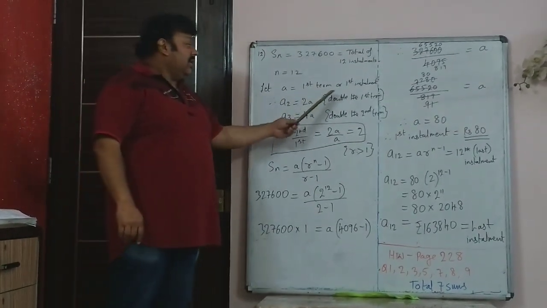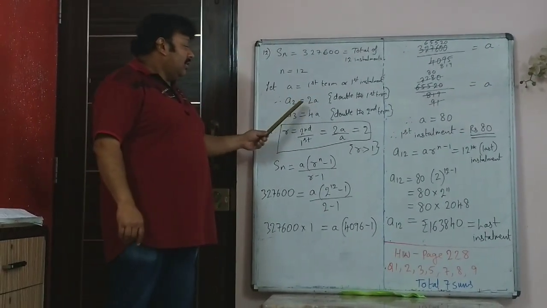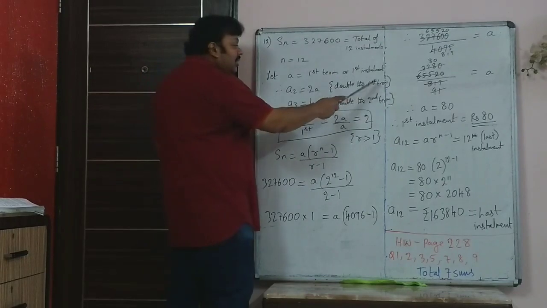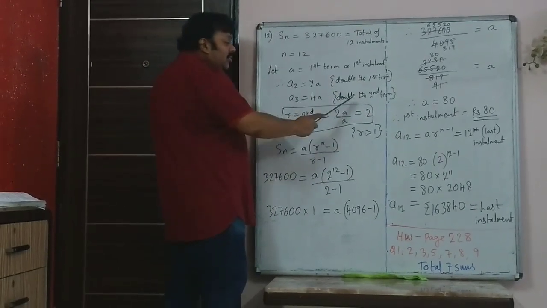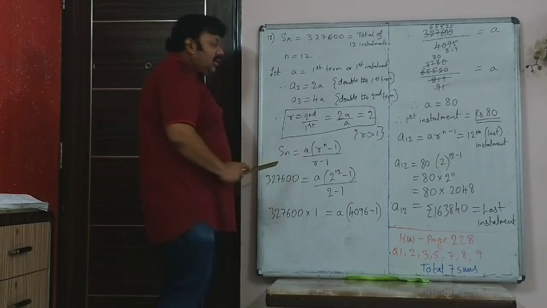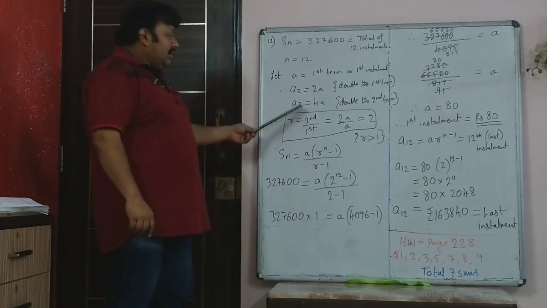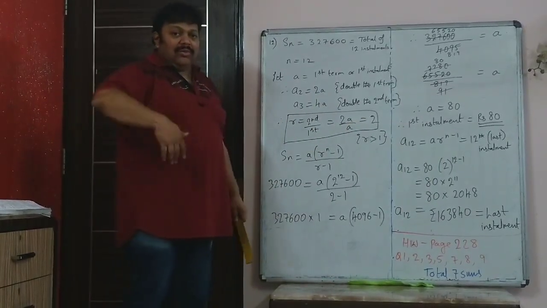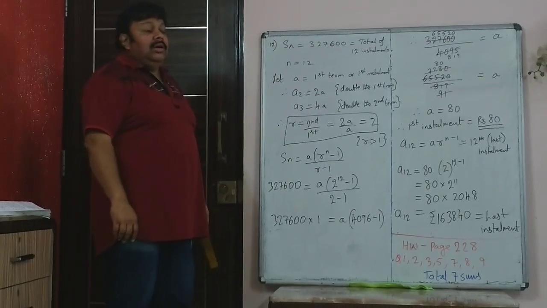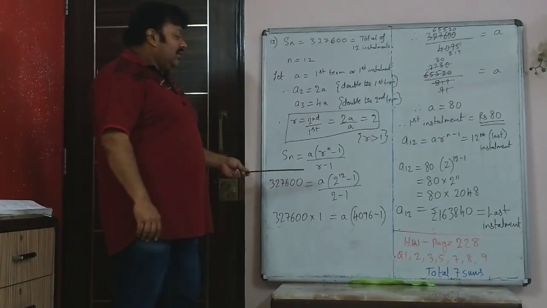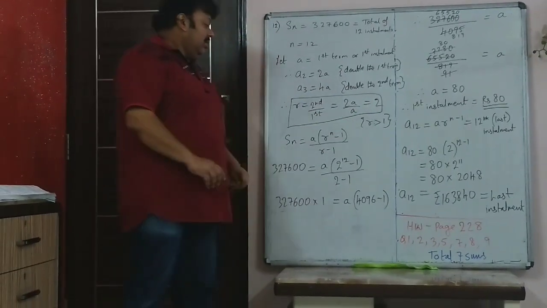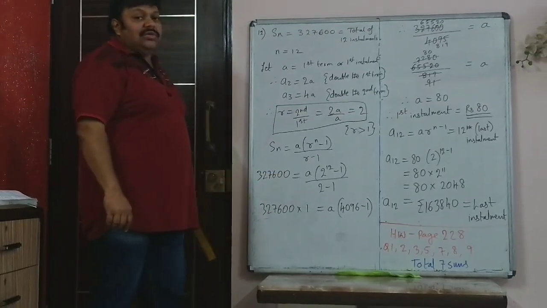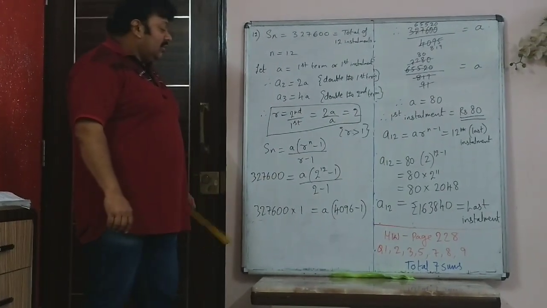So the first term is A, the second term is 2 times A, the third term is 4 times A. So it's written here, double the first term, second term. Third term is double the second term, so 4A, and so on. So R, second term upon first term, 2A upon A is 2, because every time you are multiplying the previous loan amount by 2. So sum of all the terms when R is greater than 1, that formula, and sum of all the terms is given as 3,27,600, that is the total loan amount.